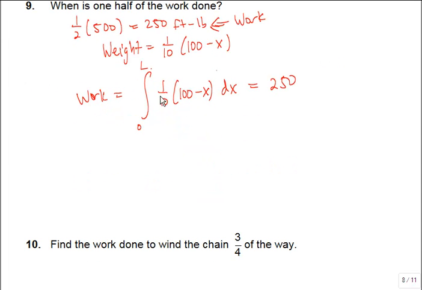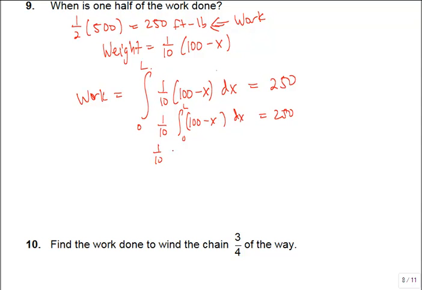How much should I wind up so that I accomplish 250 foot-pounds of work? So this time, we already know the integral, we already know what we want it to equal, we just need to figure out what that bound needs to be to make this happen. So I'm going to pull out my 1/10, and then I'm going to integrate my 100 minus x.